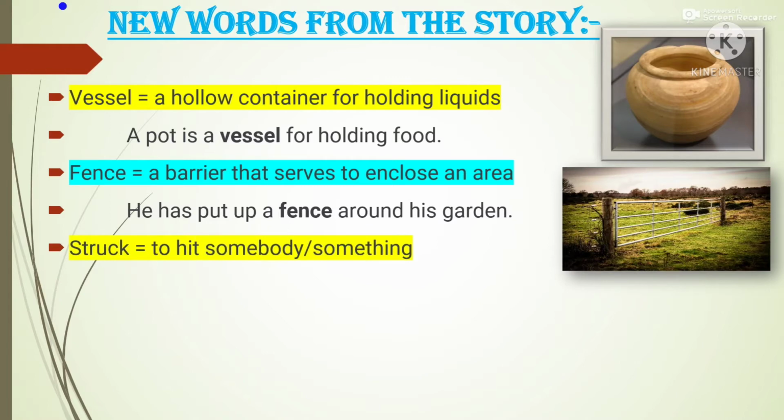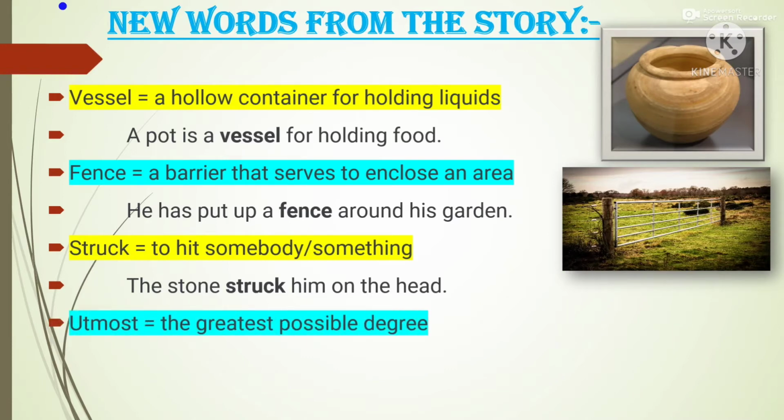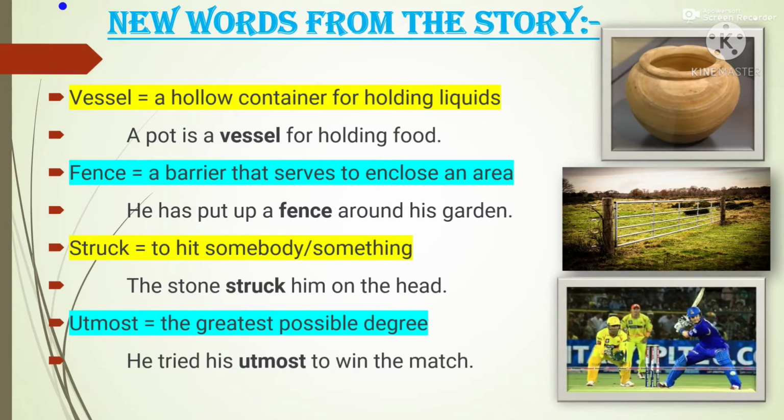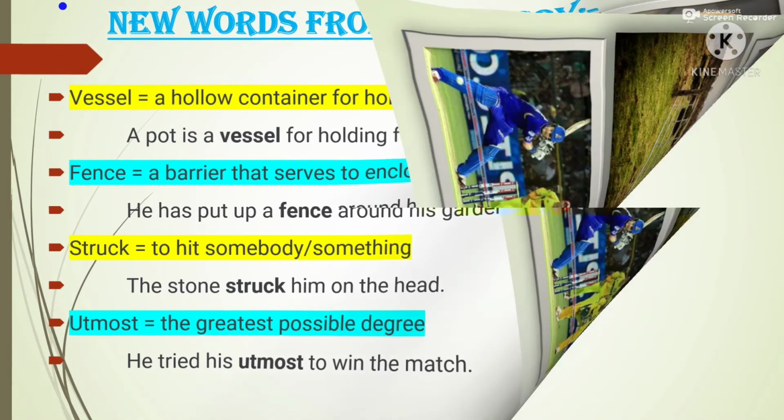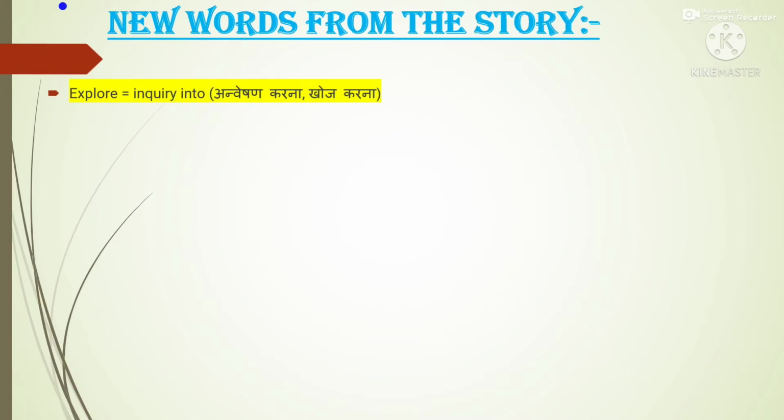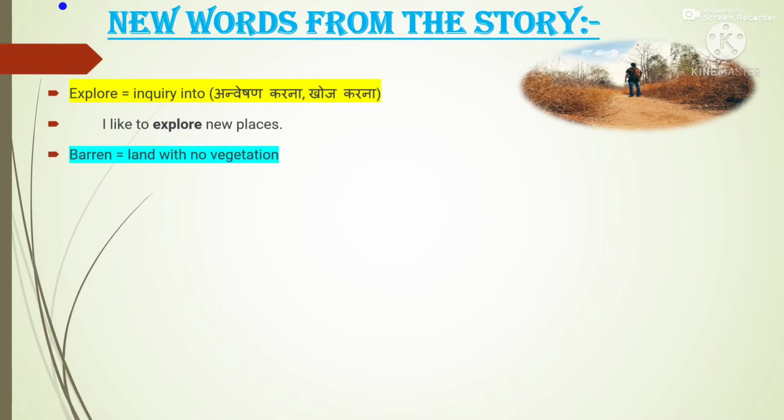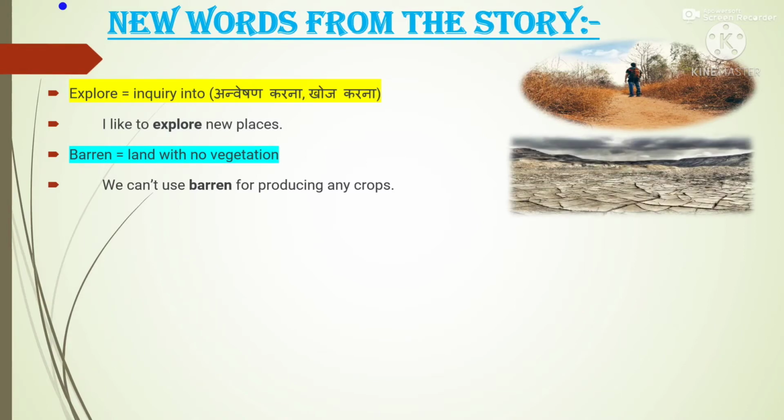Then struck means to hit somebody or something. The stone struck him on the head. Utmost means the greatest possible degree. That means he tried his utmost to win the match. He tried his utmost to clear the session ending exam. You can write that also. Then explore means inquire into. I like to explore new places. Then barren means land with no vegetation. We can't use barren land for producing any crop. In barren land, if you sow anything, no vegetation will occur there. You will not get any crop in return.